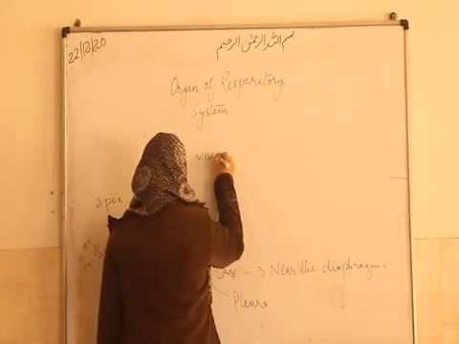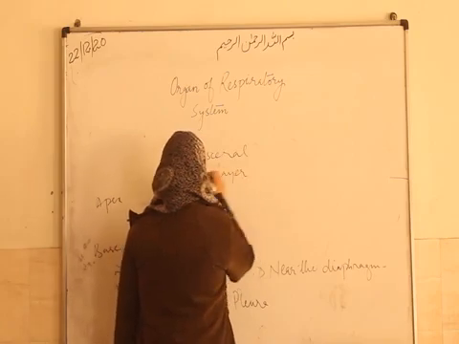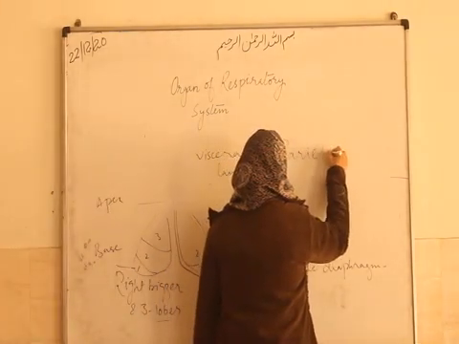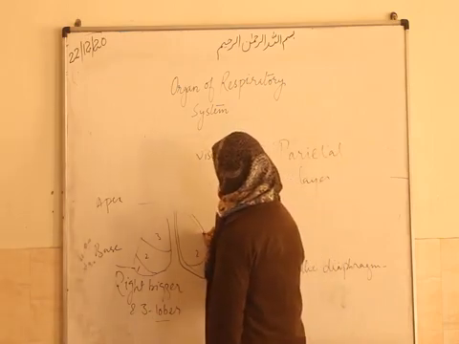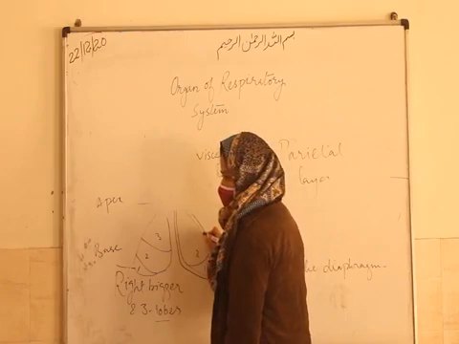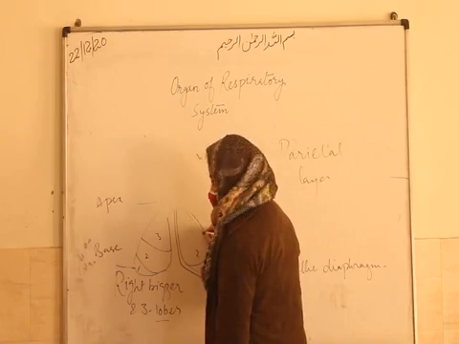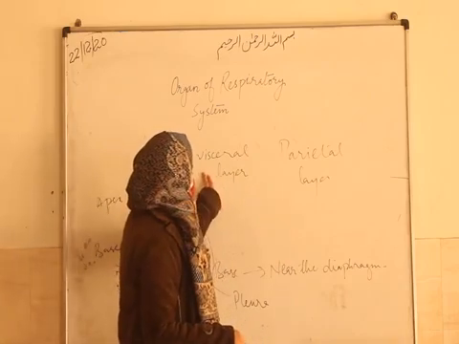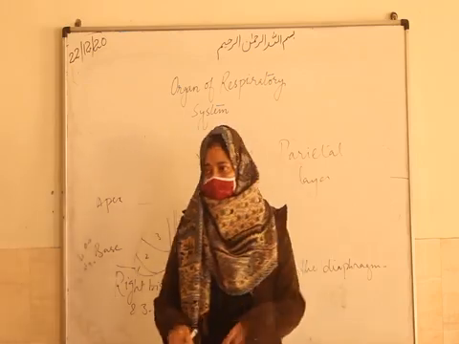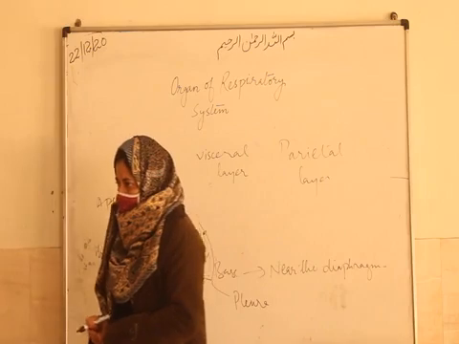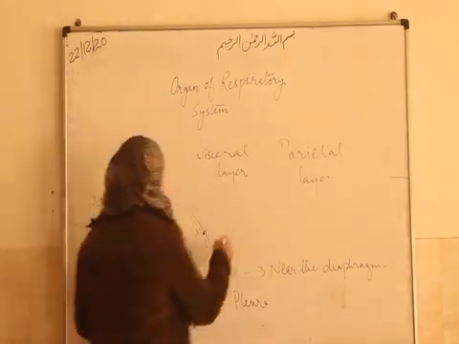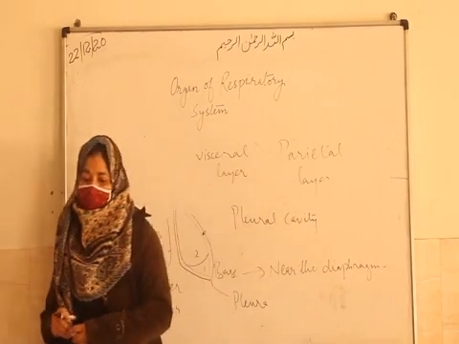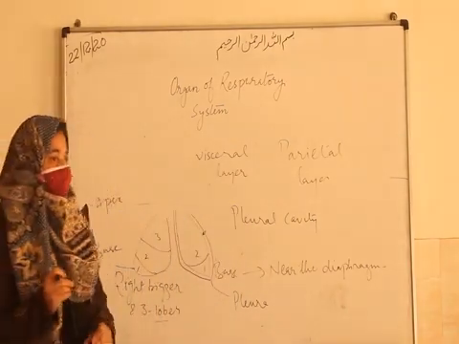The first one is the visceral layer and the other is the parietal layer. The inner one towards the organ is visceral and the outer one is parietal. Between the two layers there is a space, a cavity, known as the pleural cavity, and it is filled with a liquid known as pleural fluid.